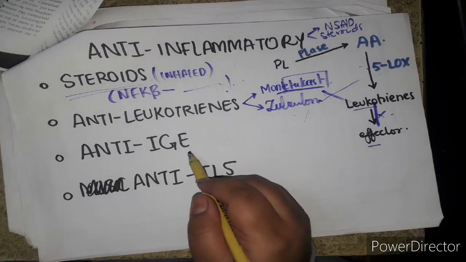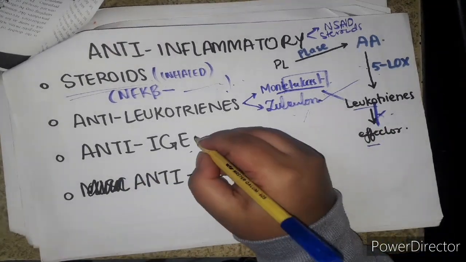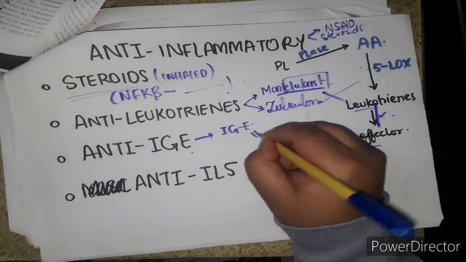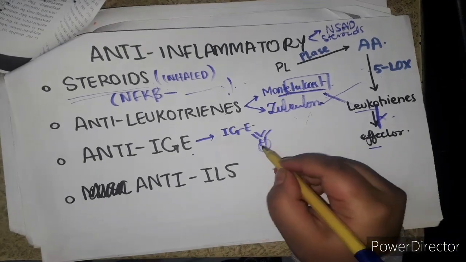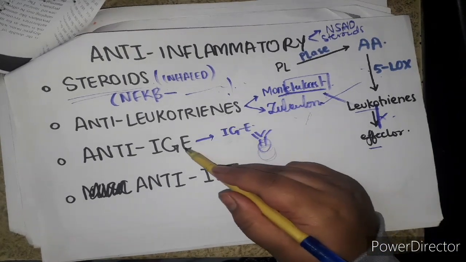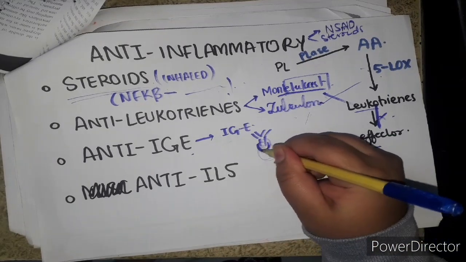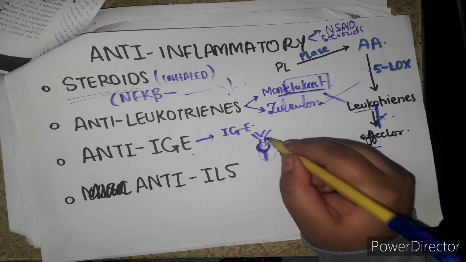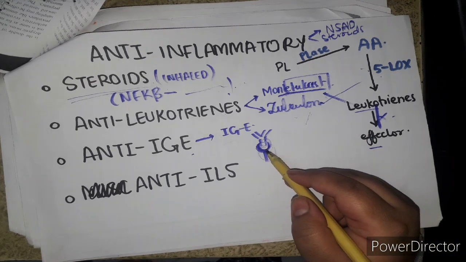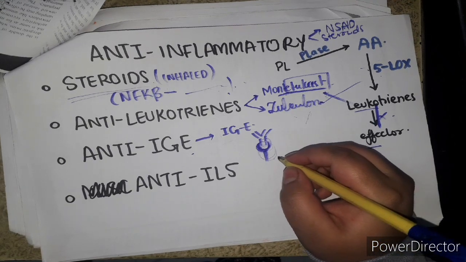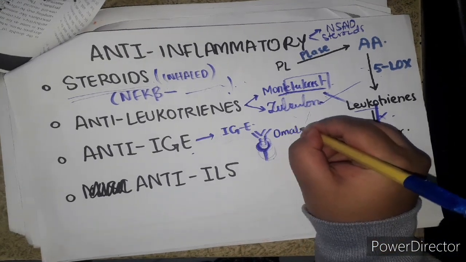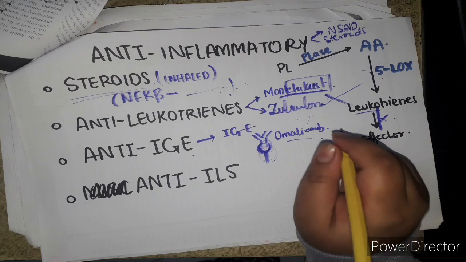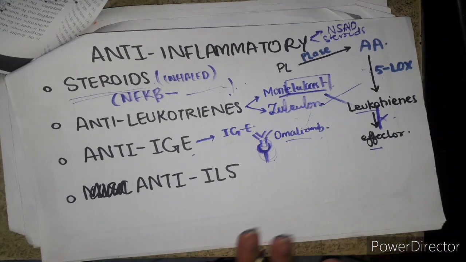Okay, the next drug we have is anti-IgE. We know in asthma there is a lot of IgE. So those kinds of drugs bind to the portion of IgE that binds to mast cells. This is an anti-IgE antibody, a monoclonal antibody. They bind to this part and prevent it from binding the mast cells, thereby preventing mast cell degranulation. The name of this monoclonal antibody is omalizumab. It is used in highly resistant asthma that has not been treated by steroids or autonomic drugs.